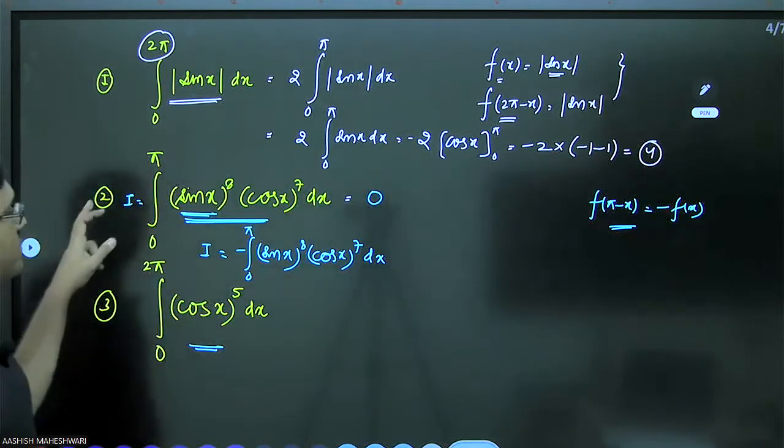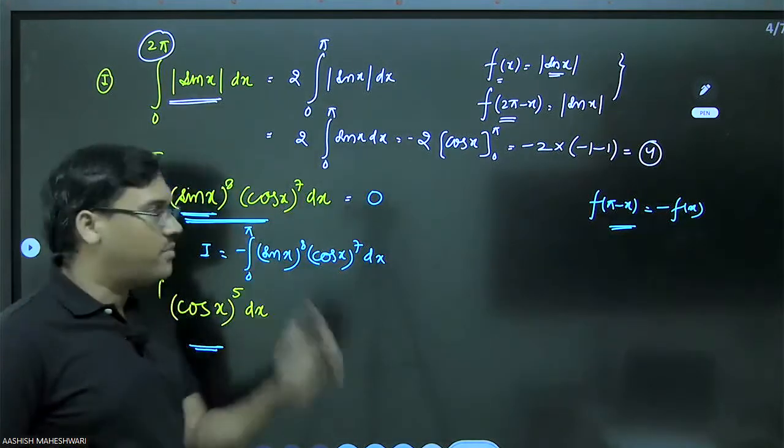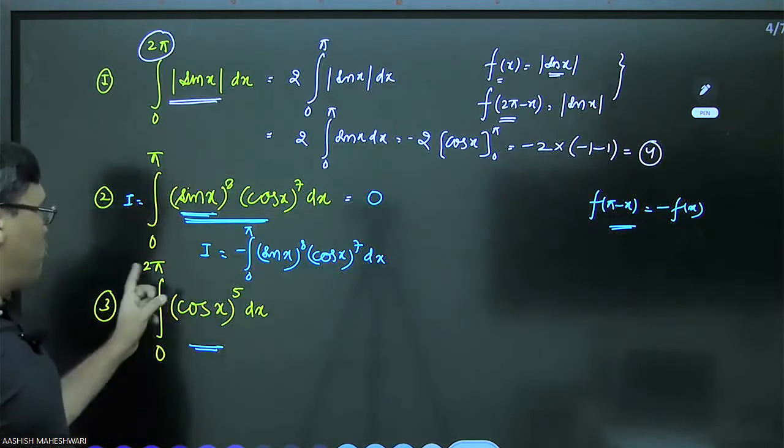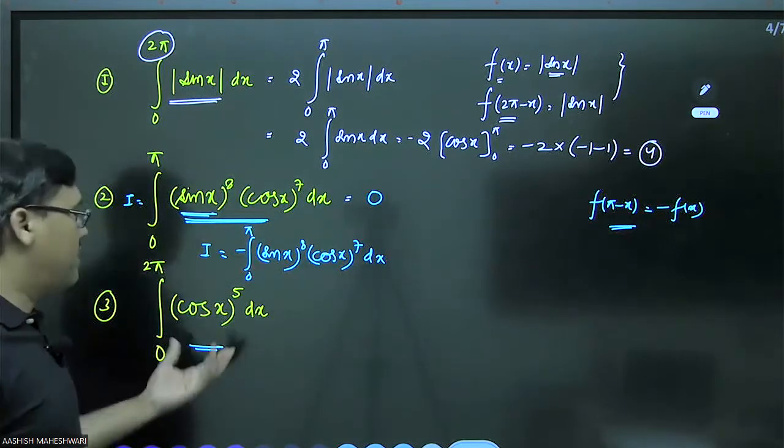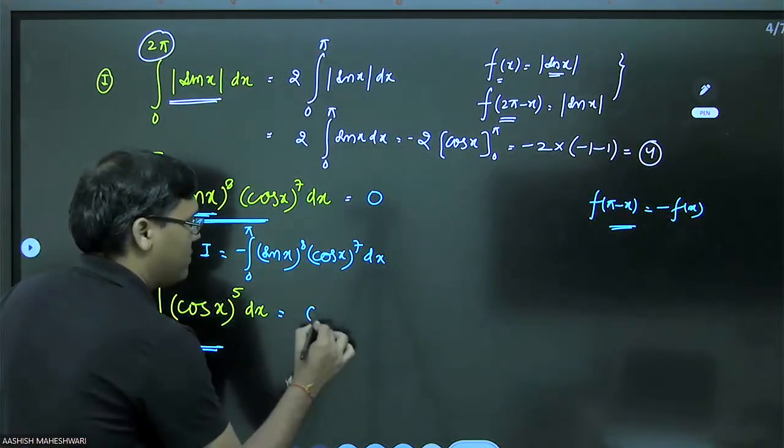So I hope you have understood this. What is this value? This is equal to 0. Okay, and now integral 0 to 2 pi cos x raised to 5. How can you find this value? Can we directly say this is equal to 0?